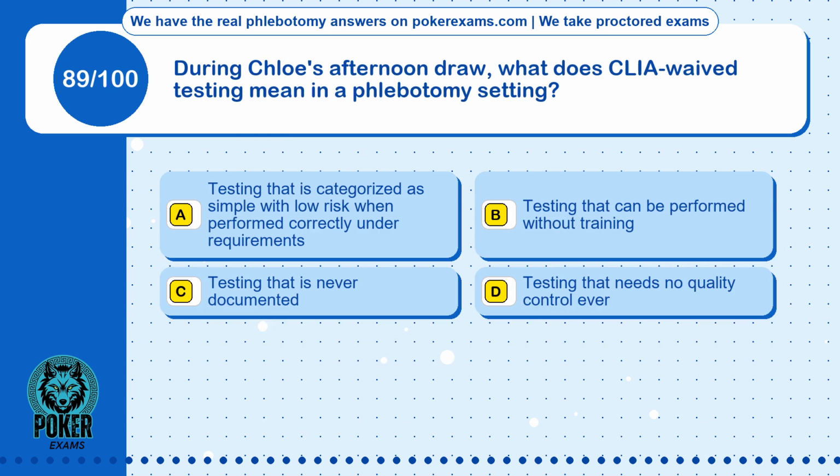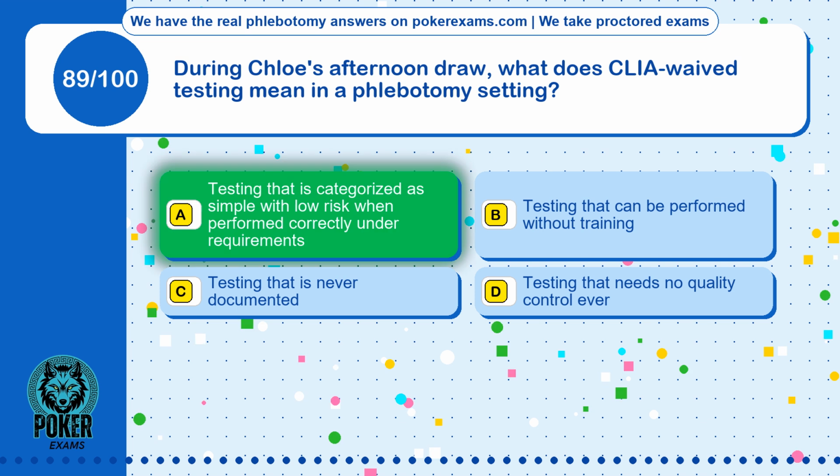Question 89. During Chloe's afternoon draw, what does CLIA waived testing mean in a phlebotomy setting? Option A, testing that is categorized as simple with low risk when performed correctly under requirements. Option B, testing that can be performed without training. Option C, testing that is never documented. Option D, testing that needs no quality control ever.